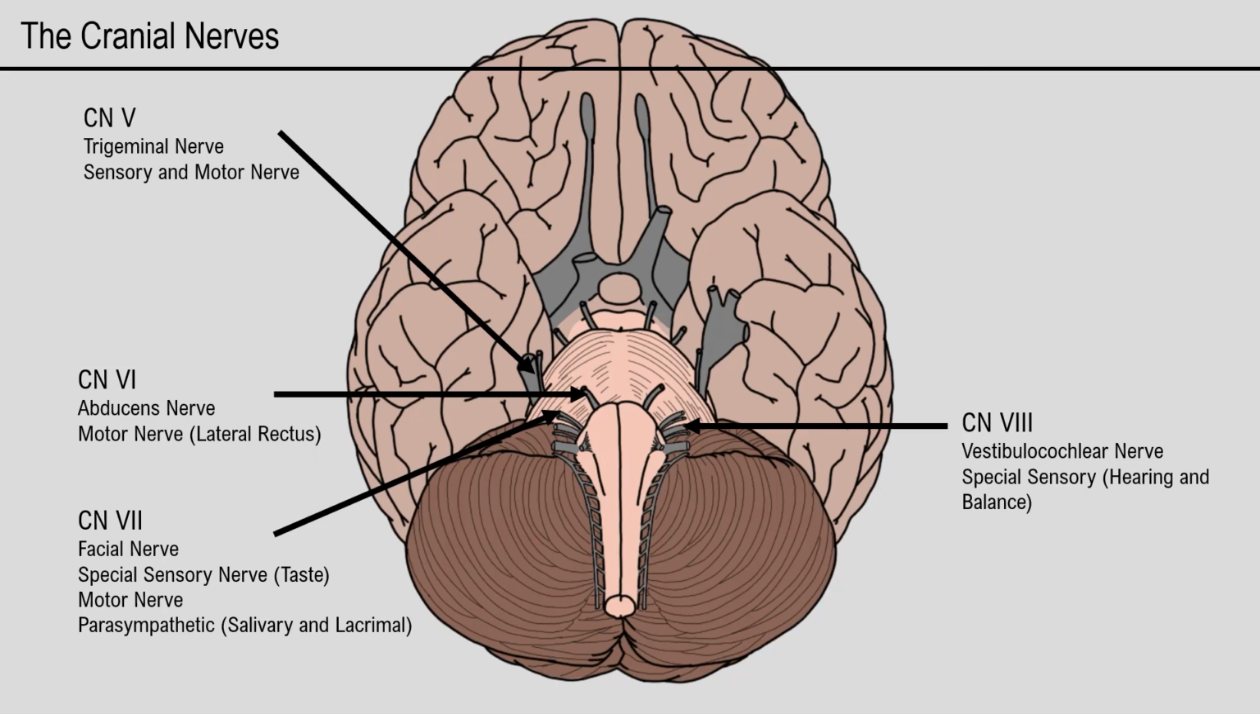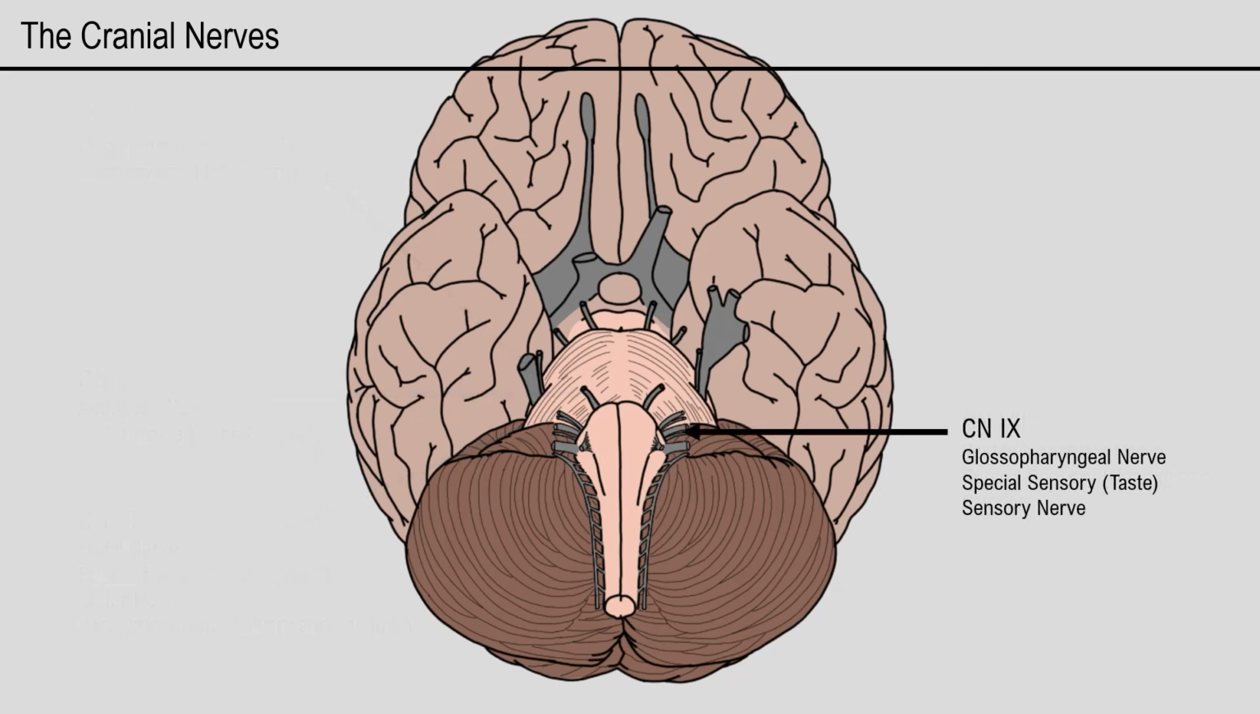Cranial nerve 9 is the glossopharyngeal nerve. The glossopharyngeal nerve is the nerve that carries special sensory information of taste from the posterior 1/3 of the tongue. It is also a sensory nerve that detects touch within the pharynx. In short, the glossopharyngeal nerve is responsible for detecting stimulus that makes us gag.